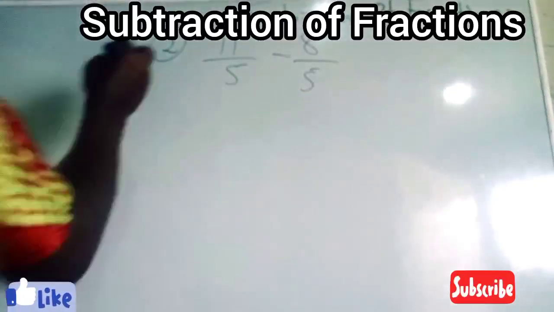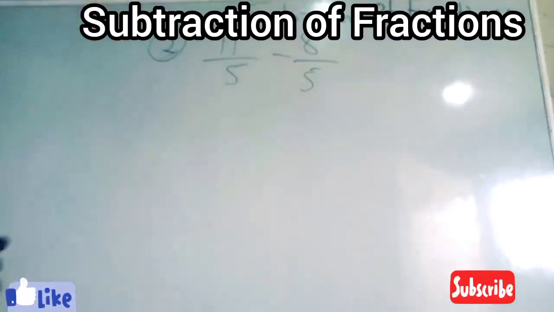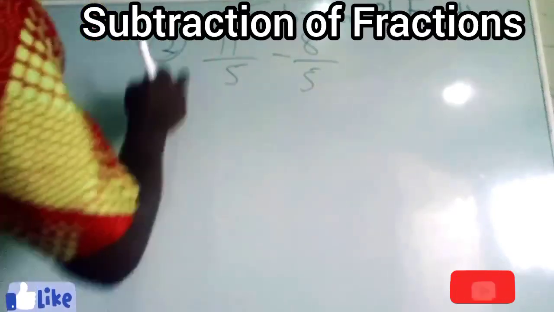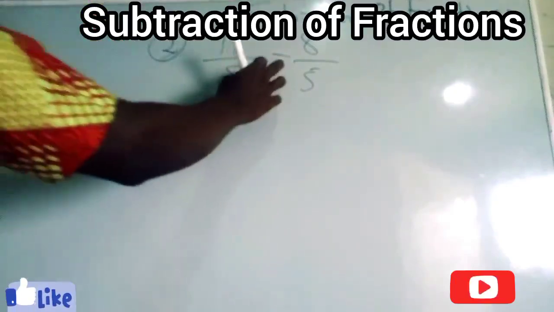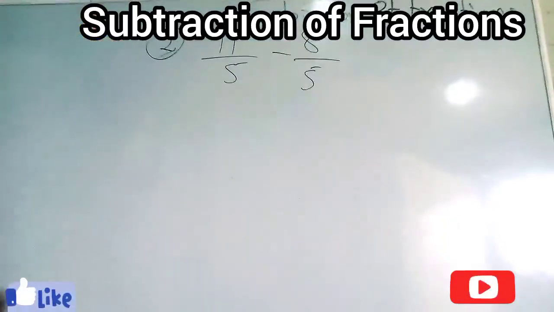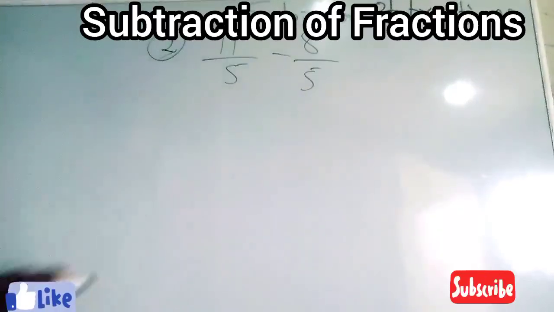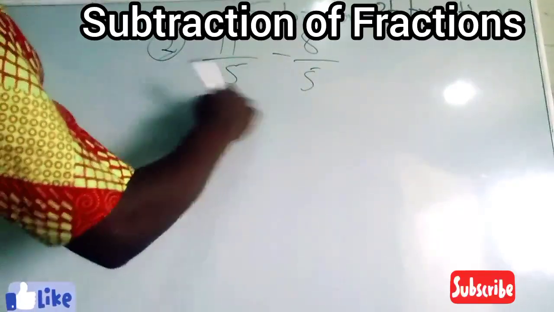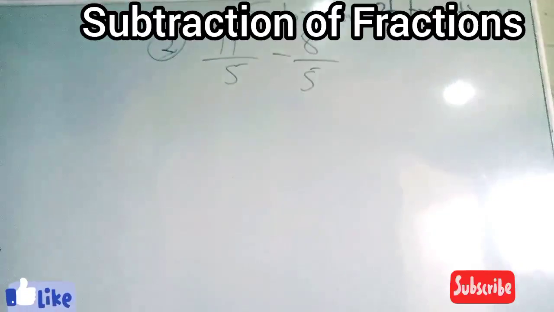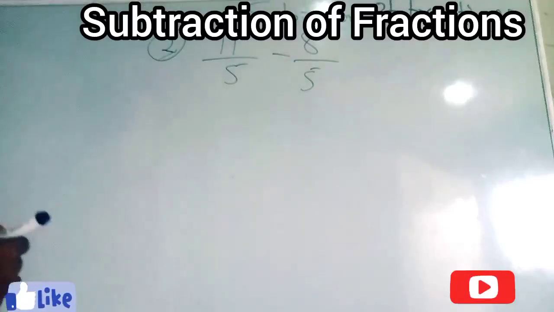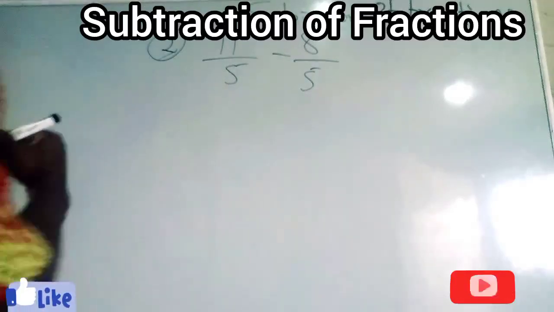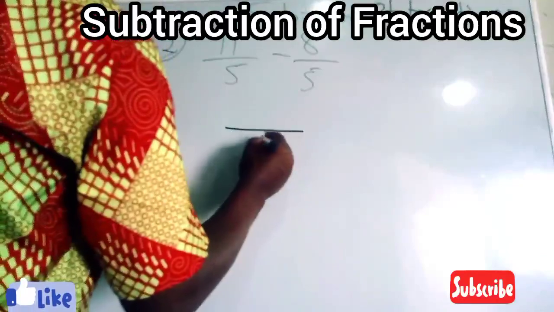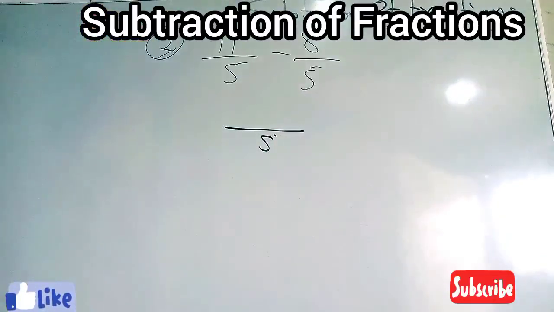We have example 3 on the board. Okay, with the example we are having on the board, this is 11 over 5 minus 8 over 5. So we are subtracting this number from this. Over here, the two of them have the same denominator. So since they have the same denominator, what we do is pick one of the denominators as our LCM. So in this case, we are going to have 5 as our LCM.